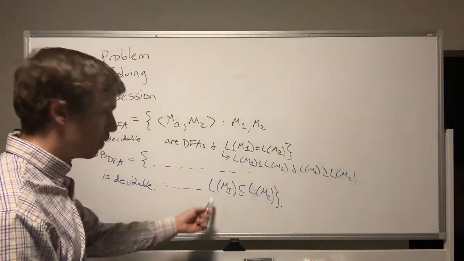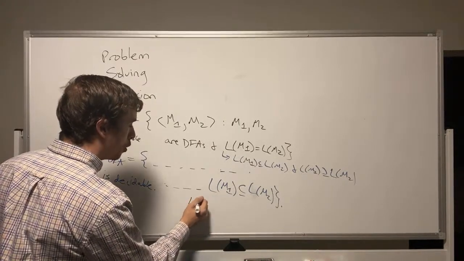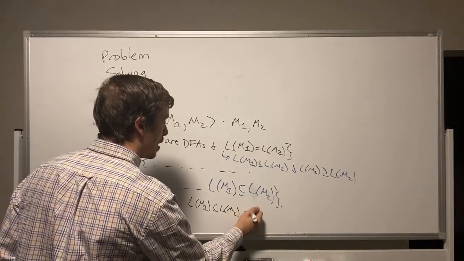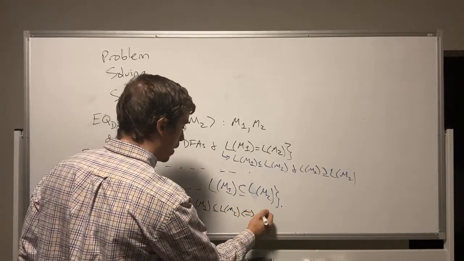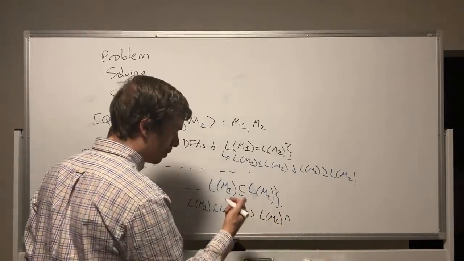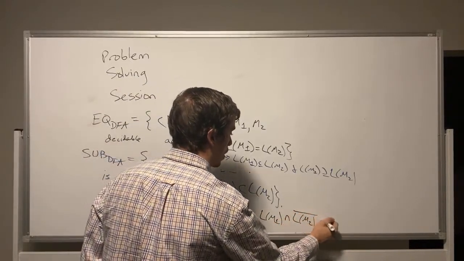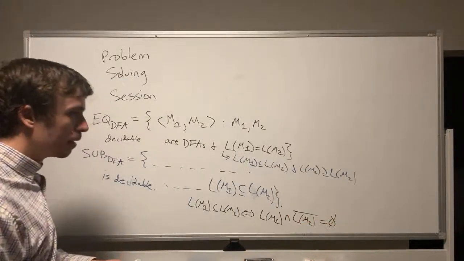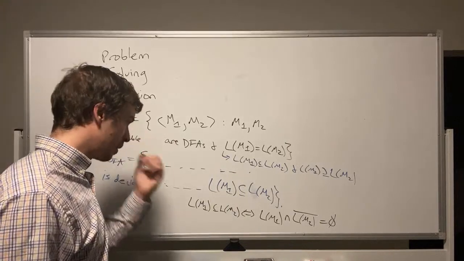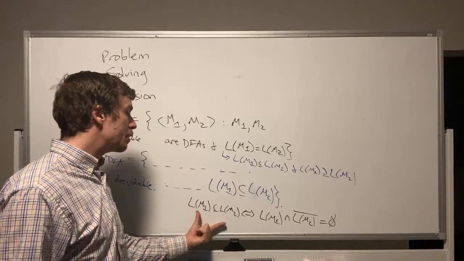Well, what about here? There is another way to phrase this too. M1 is a subset of M2 if and only if M1 intersection the complement of M2 is empty. It's an equivalent formulation. There are other ways you can solve this too. So this is one formulation.